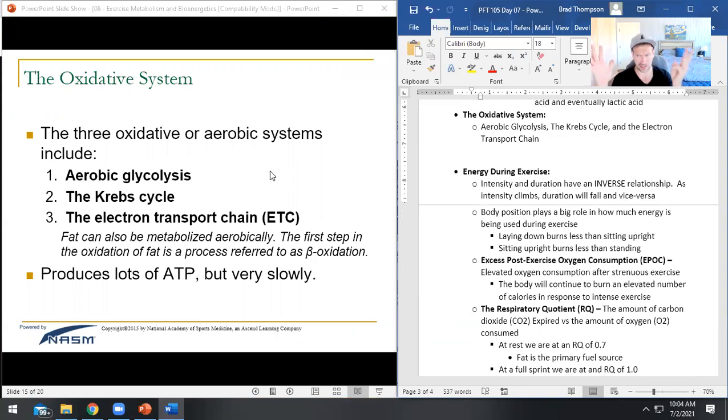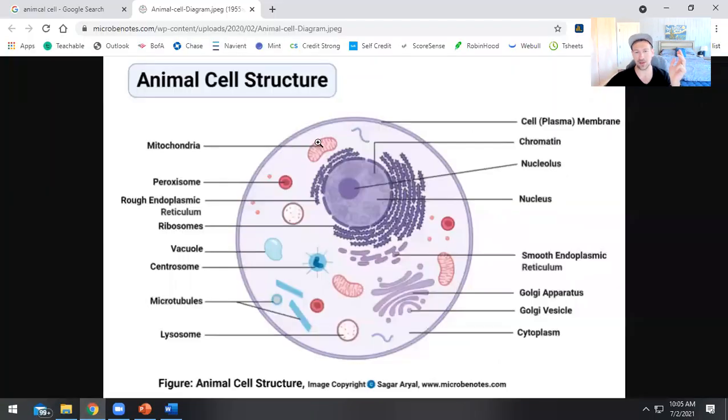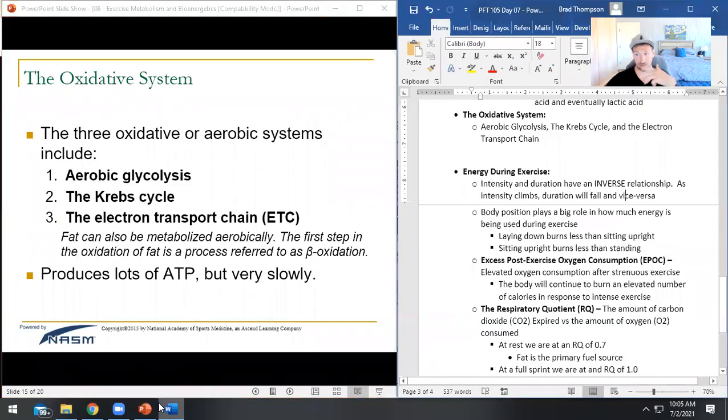We just said glycolysis was anaerobic. It is, but sometimes there's some finishing glycolysis that will happen just on the inside of your mitochondria, which is an oxygen-rich environment, right? So aerobic glycolysis is glycolysis that's happening just on the inside. We don't have to worry about it because honestly, they're the same thing.